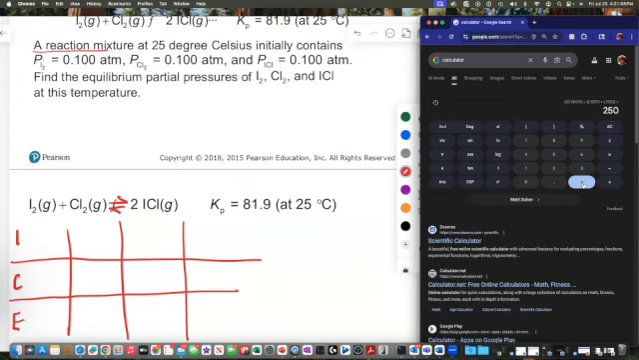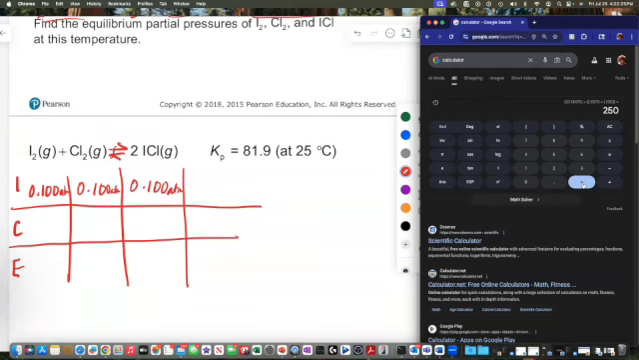A reaction mixture at 25 degrees Celsius initially contains, so we have 0.100 atm for I2, 0.100 atm for Cl2, and then 0.100 atm for ICl. Oh, sorry, this is not P, this is Cl2, right? I'm looking at this right here. These are the pressures we have initially, right? So I think I wrote it in the right place.